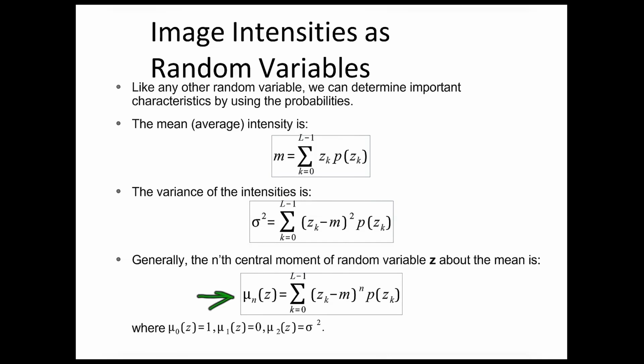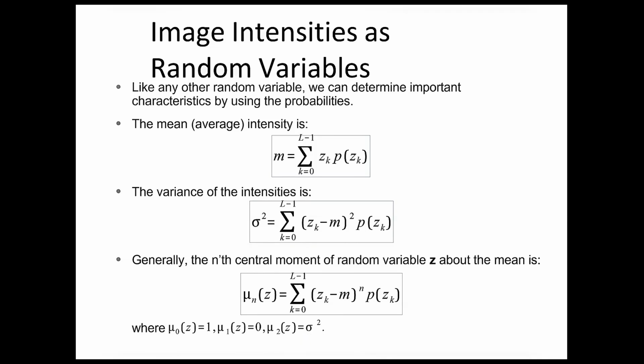So let's say if n is 0, what will this expression be equal to? The sum of the probability, which is 1. So we had n is 0, and it should be 1. What about 2? 2 is the variance, right? For n equal to 1, it's 0.